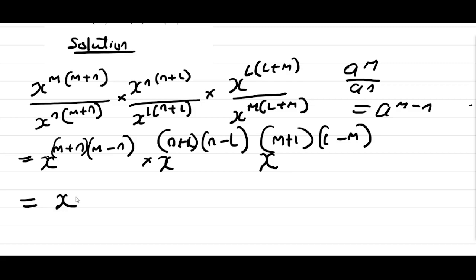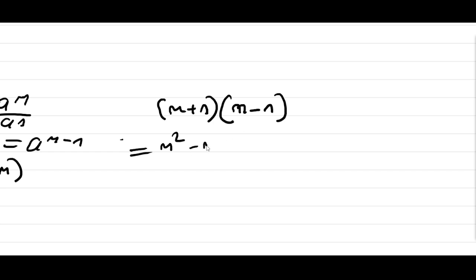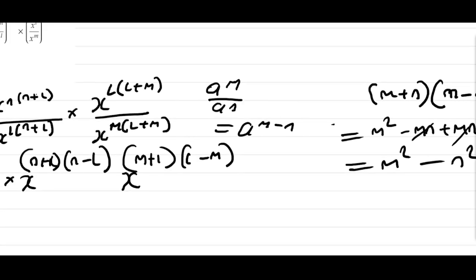So this will be x to the m squared minus n squared. We have this because if you come over to this side and we have m plus n multiplying m minus n, this is m squared minus mn, plus mn minus n squared. So these two cancel out and we have m squared minus n squared. That is our justification for this step.